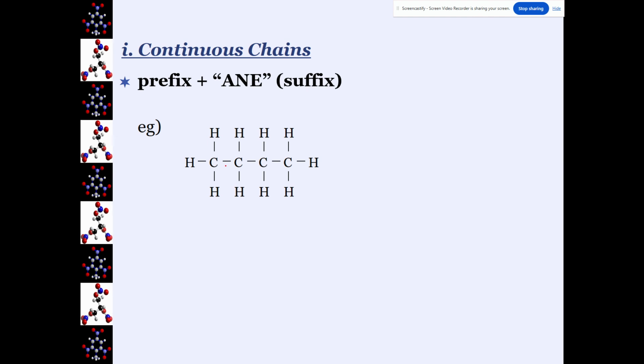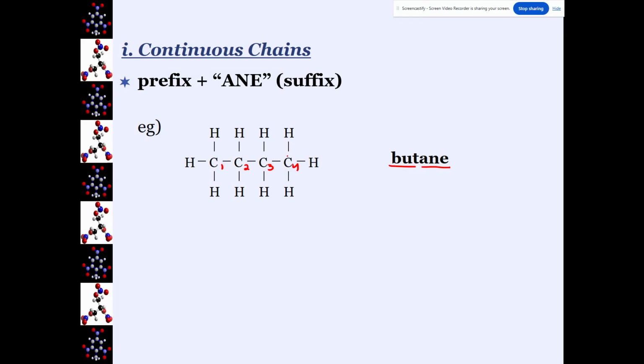So I have 1, 2, 3, 4 carbons. It is just butane. Okay, very straightforward. Prefix for 4 is bute, and again, alkanes, which are single bonded compounds, all end in ane when they have just carbon and hydrogen. Okay.